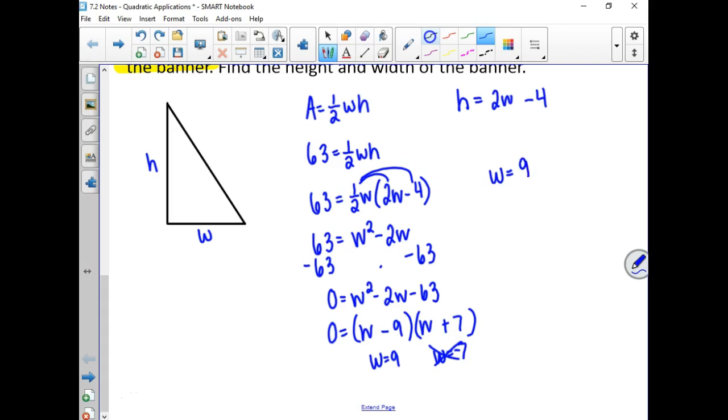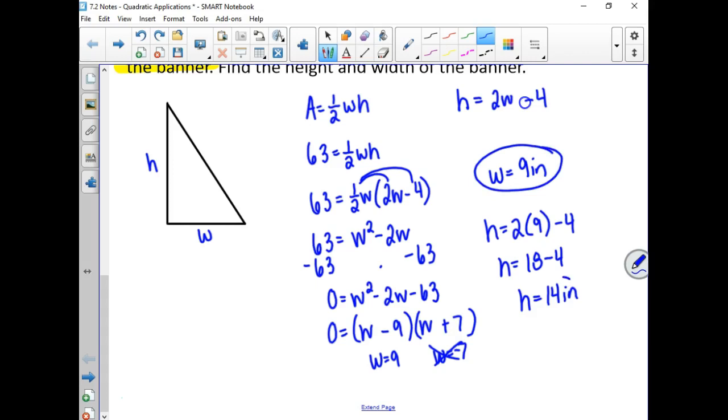Our width equals 9. We're still in inches here, so 9 inches. The height is a little bit more difficult to find this time because last time the height was just 3 inches longer. This time the height is 4 less than twice the width, so we can just plug our 9 into this equation. So H equals 2 times 9 minus 4, so H equals 18 minus 4, so we get a height of 14 inches. So our dimensions of this triangle are 9 inches for the width and 14 inches for the height.